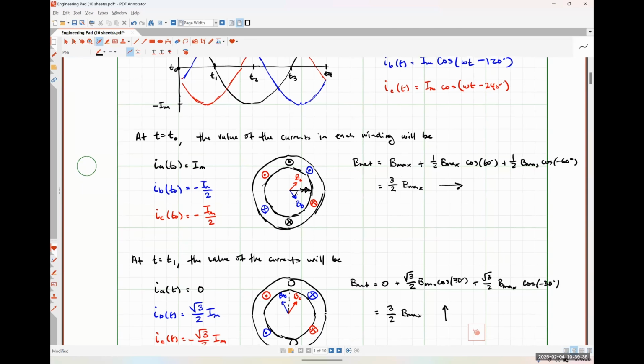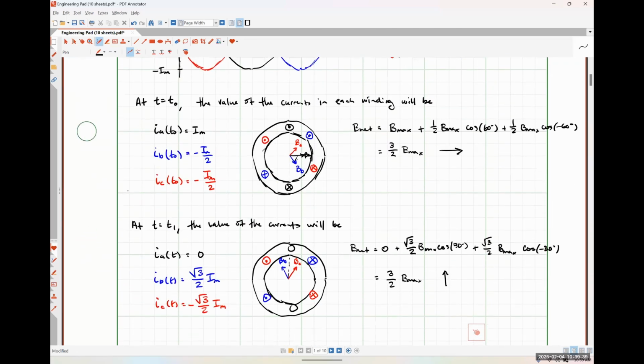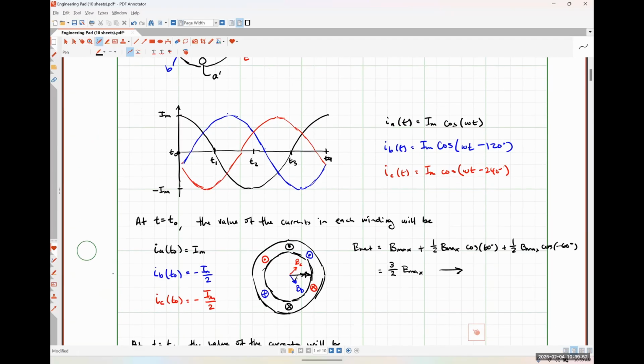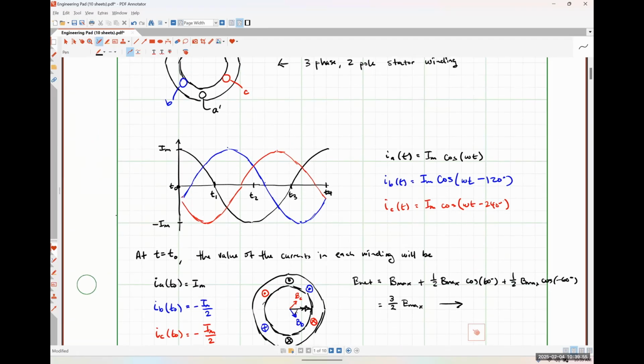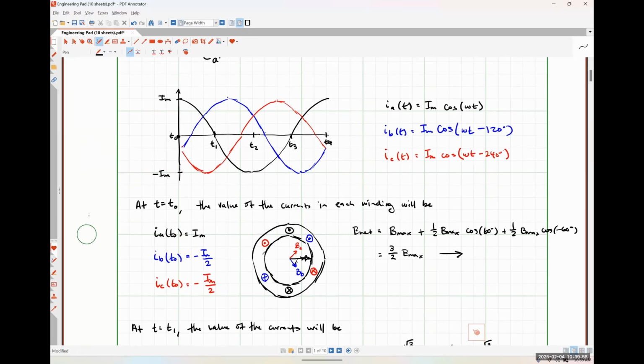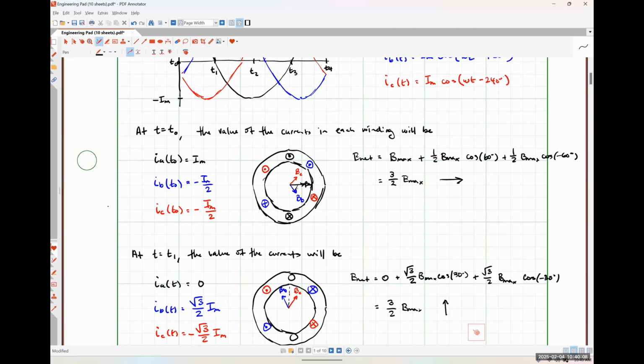So at that specific instant in time of t0, we have a net field with some specific value of 3/2 of B max directed to the right. We've fast forwarded in time, essentially 90 degrees, I guess would be a better way to put it. So now our net field is directed up, but it has that same value.